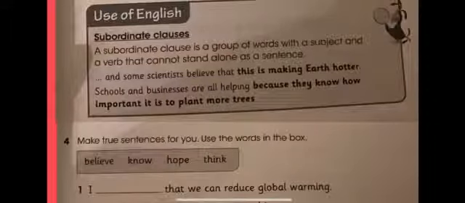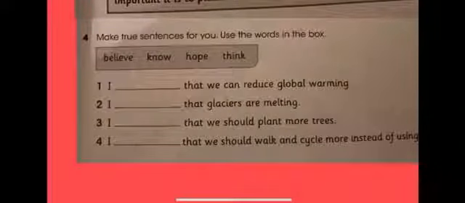Schools and businesses are all helping because they know how important it is to plant more trees. Okay, so make true sentences for you. Use the words in the box. You have to just choose the appropriate words like believe, know, hope, think from the word bank and then fill them. I dash that we can reduce global warming. I believe that we can reduce global warming.